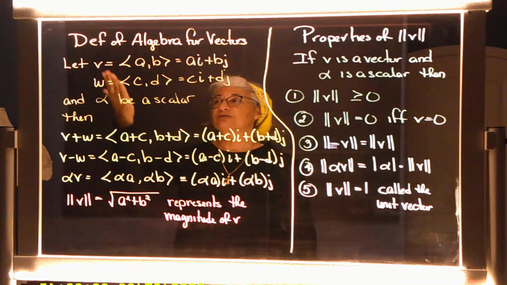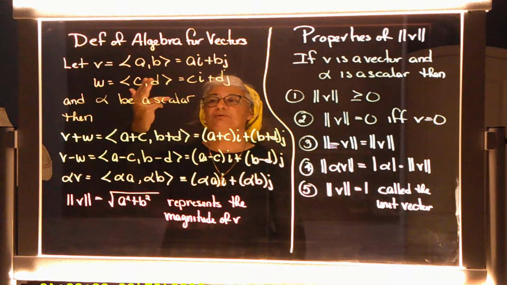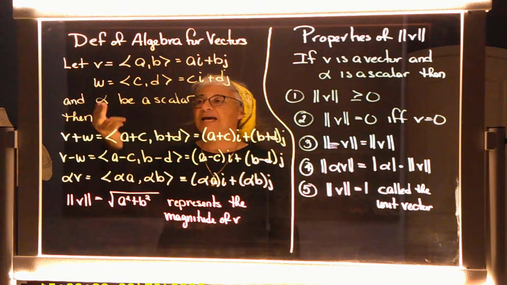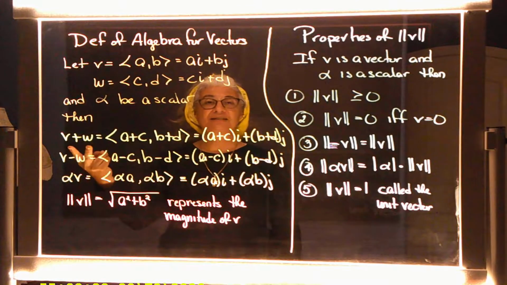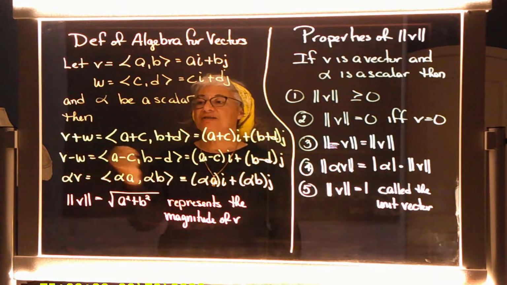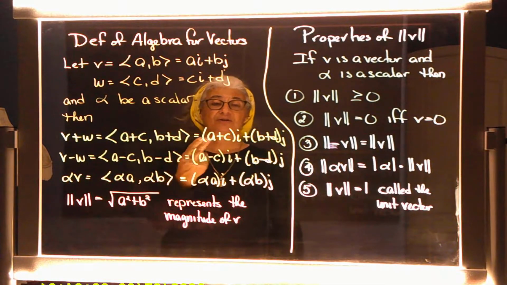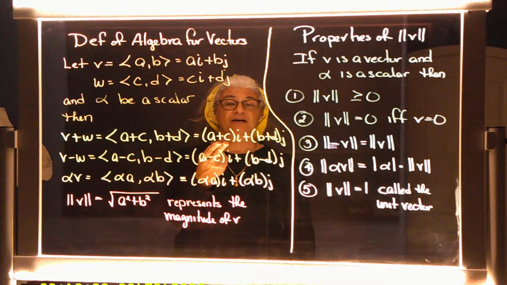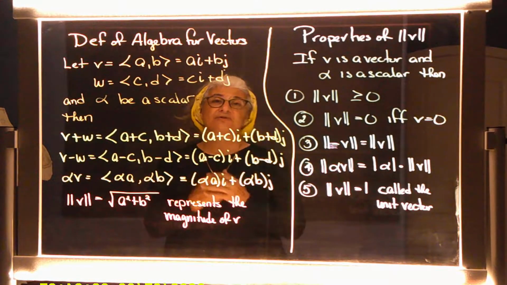We have 2 vectors. Vector V has the components a and b. Vector W has the components c and d. And alpha is a scalar, a real number. If you want to add the 2 vectors, then you're going to add the x components and the y components together, or the components in the horizontal direction and the components in the vertical direction.